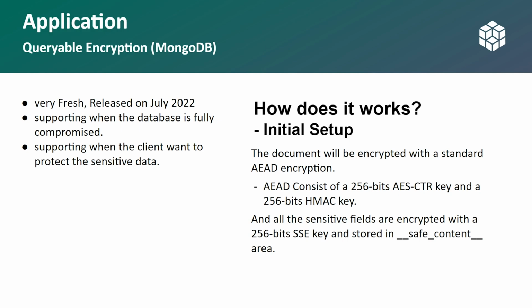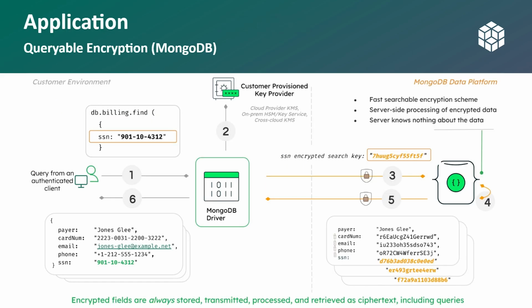And all the operations are performed on the client side, so the security is guaranteed. After the setup, when the client sends an encrypted query, the MongoDB driver will generate a search token with the SSE key stored at the key management system. Then the token is sent to the database and uses SSE to compare the field. Finally, the matching document will be sent back. From the figure, we can see that the search token and the encrypted field are totally randomized. So it's hard for the attacker to leak any useful information.